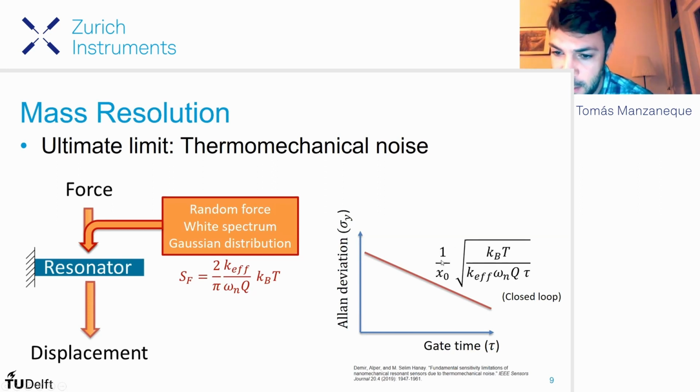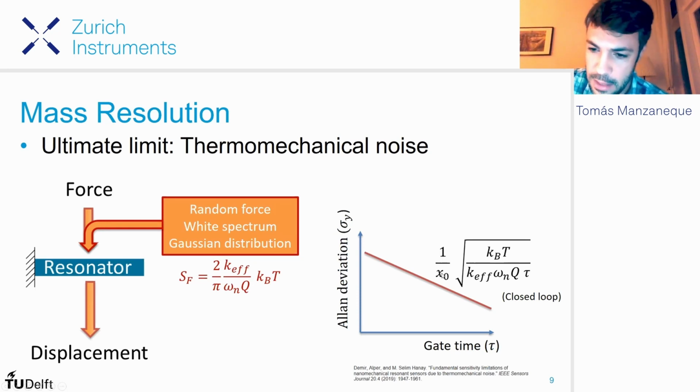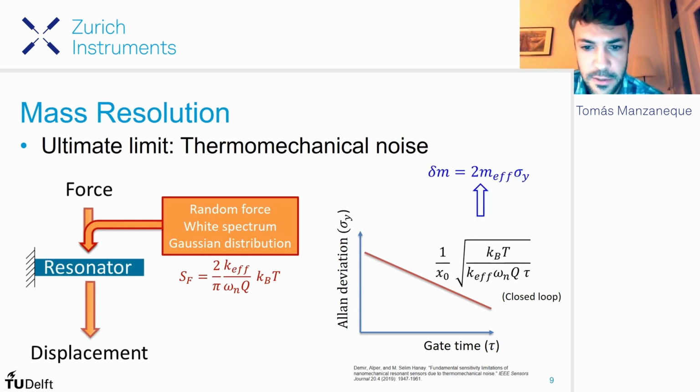And we see that this is the limit, which is just determined by the temperature and some properties of the resonator, and the amplitude at which we drive the resonator. And then we can easily translate this Allan deviation into a mass resolution by just multiplying by twice the effective mass of the resonator.